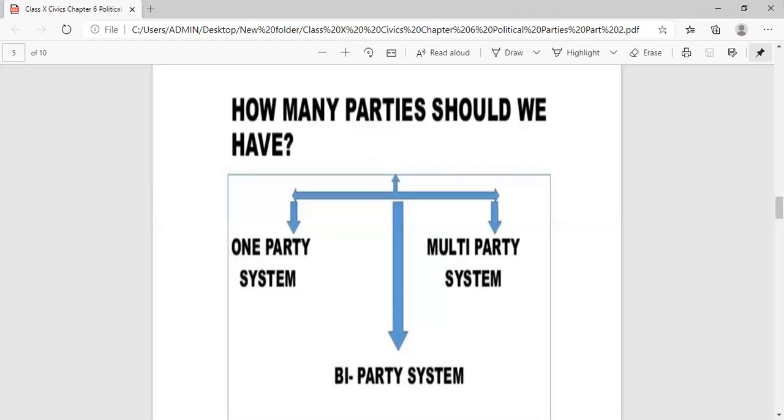Then finally, it is explaining about the multi-party system. Multi-party means three or more than three parties. Here in single party, we learned that there will be only one party. In bi-party, there will be two parties. And multi-party system means three or more than three parties. If three or more parties contest elections, that is known as a multi-party system. A very good example for a country which is following a multi-party system is India.